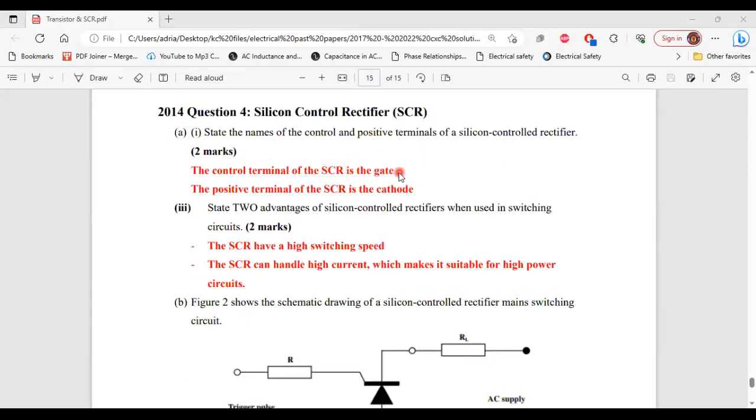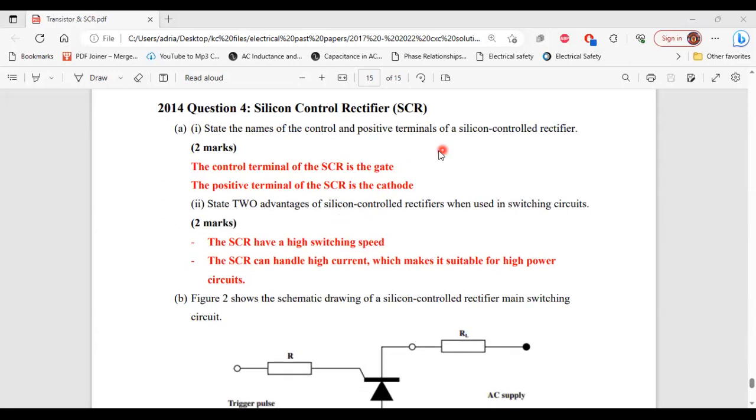So this is question four from the 2014 past paper. Part one of A says, state the names of the control and the positive terminals of a silicon controlled rectifier. All right, so the control terminal of the SCR is the gate. The positive terminal of the SCR is the anode. So that's it for part one of A.